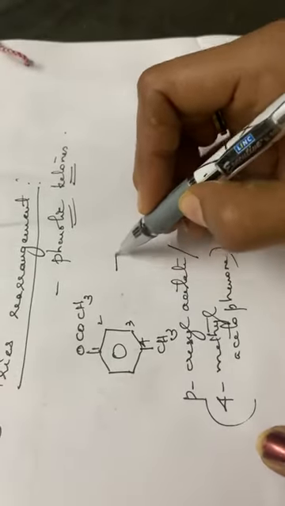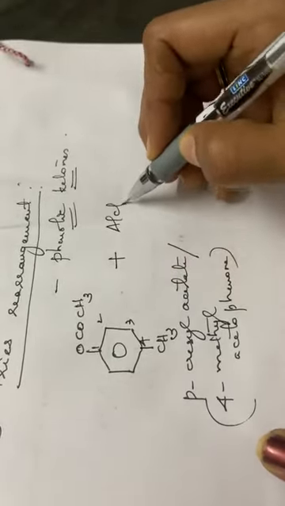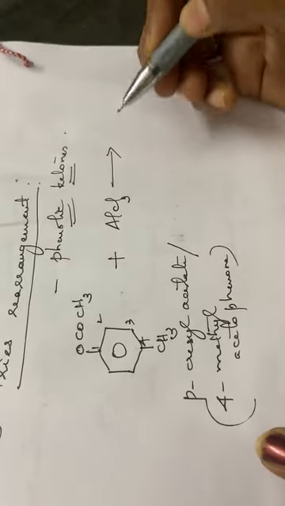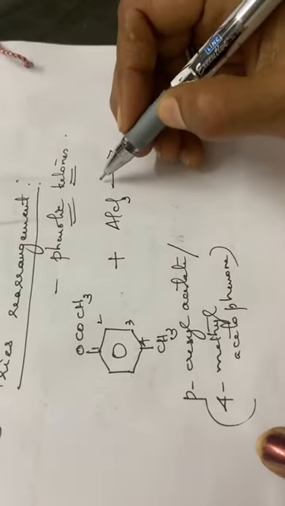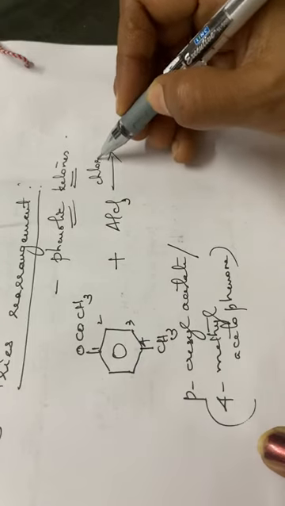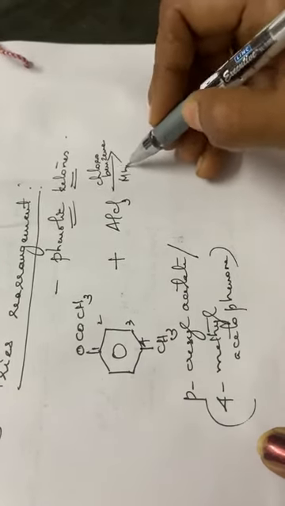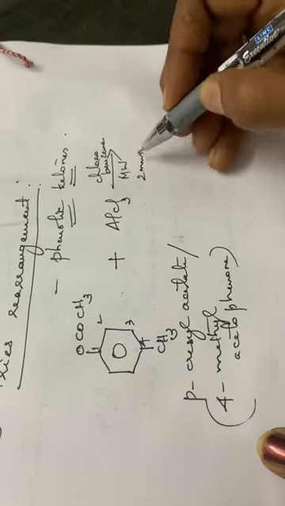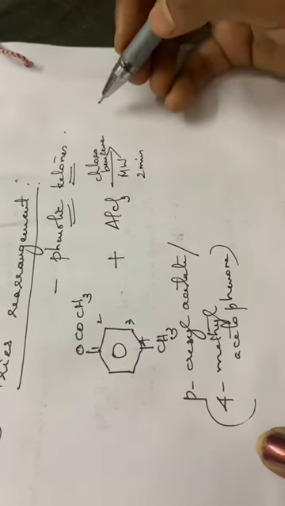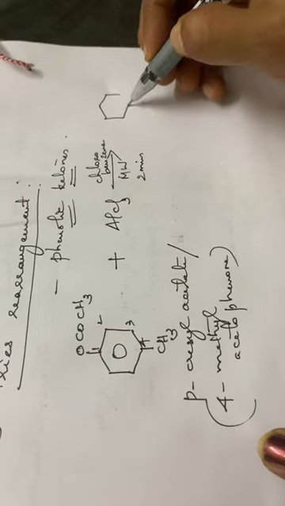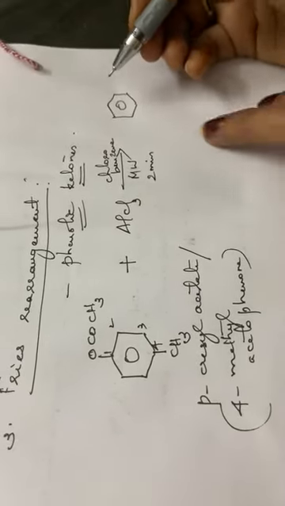So this compound, on treating with aluminium chloride, AlCl3, in the presence of aluminium chloride and chlorobenzene, then microwave radiation, 2 minutes. The reaction will be completed within 2 minutes. And the product, it will be like this. I will be explaining the reaction. Write down the product first.